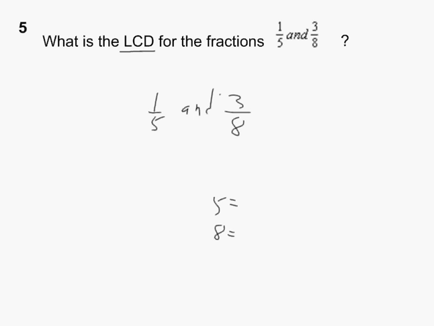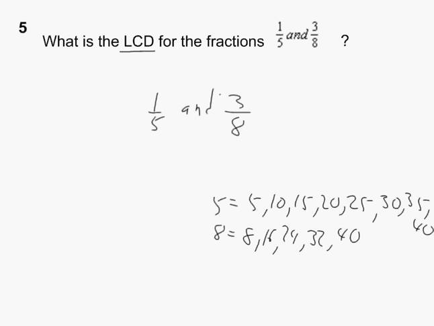If I look at the multiples of 5, the first one they actually share is way over here. It's actually 40. So 40 is the lowest common denominator both would share. So the answer is 40 is the lowest common denominator.